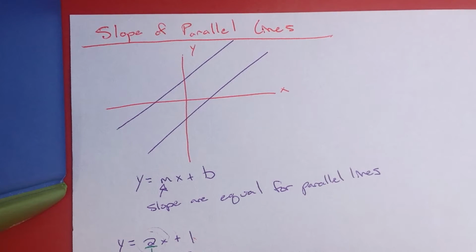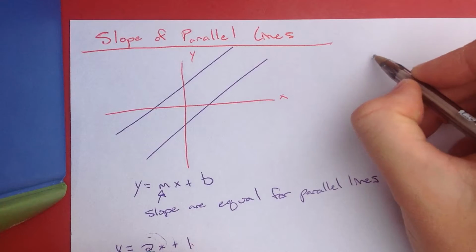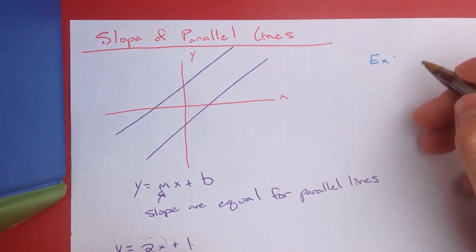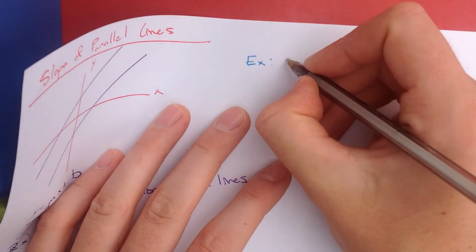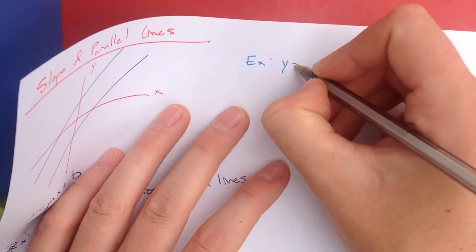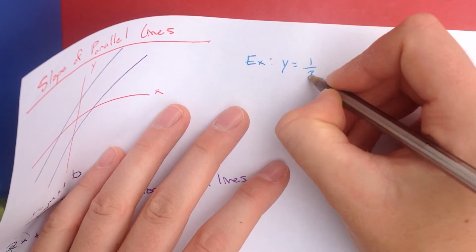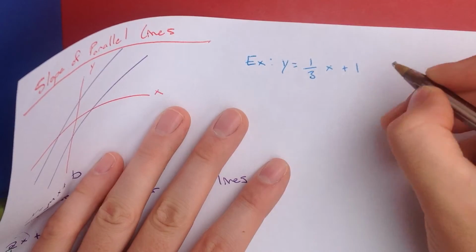Now in another video we talked about slopes of parallel lines. We talked about how they are equal. So let's say you were given a problem where you were asked to find a line that is parallel to the equation y equals 1/3 x plus 1, so parallel to this line, through a given point.